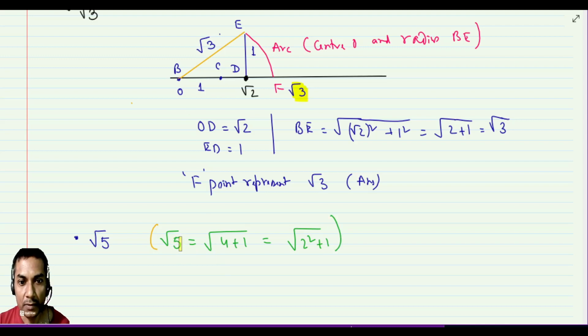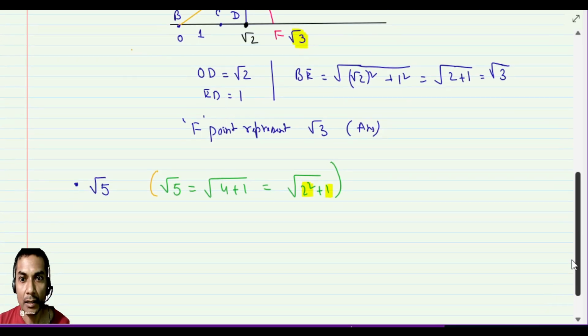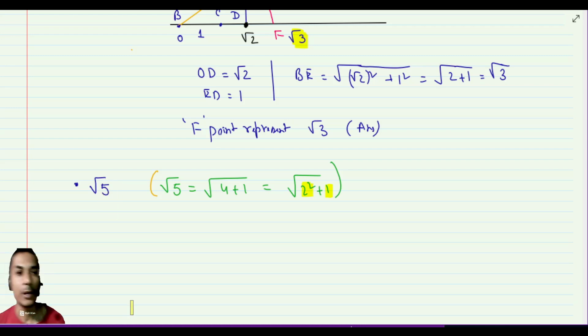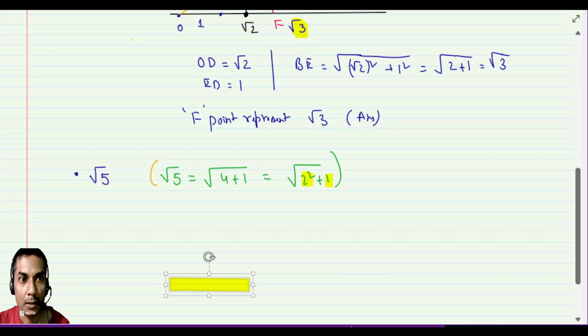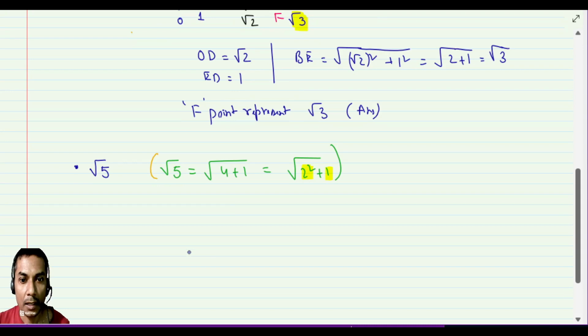If we can represent the given number as some perfect square plus 1, that is very important, perfect square plus 1, then we can represent this irrational number on the number line very easily. How can you do that? Let's draw one line again.